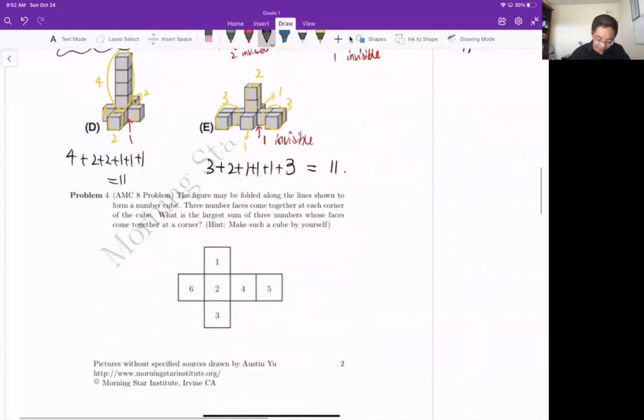Now, question number 4. Here we have a two-dimensional paper, and we want to fold it to form a cube, and then we look at each corner. Each corner has 3 numbers, and we just add them together. So if I put the cube like that, each face, let's say you have 6 here, you have 2 here, and you have 3 here, and then we just add the numbers together.